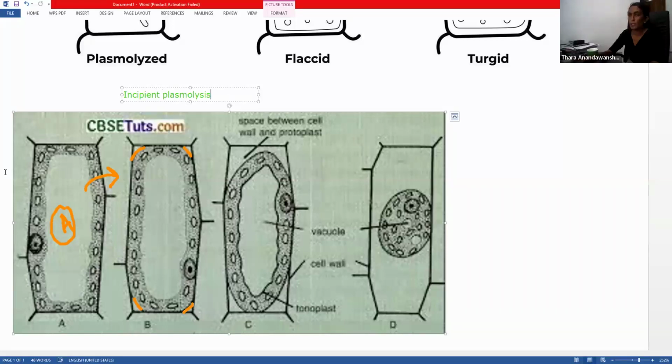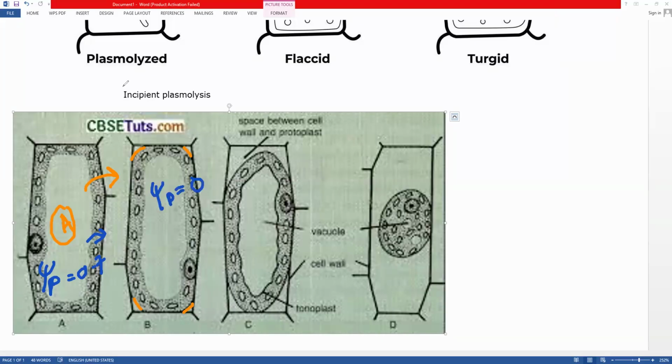At incipient plasmolysis, the psi p of the cell is now becoming 0. Let's say initially this cell had a psi p value of 0.7. With the removal of water, psi p gradually reduces, and finally, as soon as the cell membrane detaches from the cell wall, it is known to have psi p 0. Do you all agree?